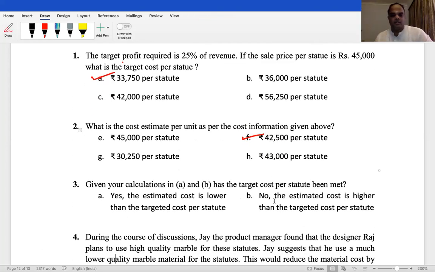Then the third requirement. Give your calculation in A and B as to whether the target cost per statue has been met or not. What is the targeted cost? We got it in the first one, 33,750. Whereas actually we are incurring 42,500. Therefore, we have not achieved the targeted cost. Am I right? The answer is no. Estimated cost is higher than the targeted cost.